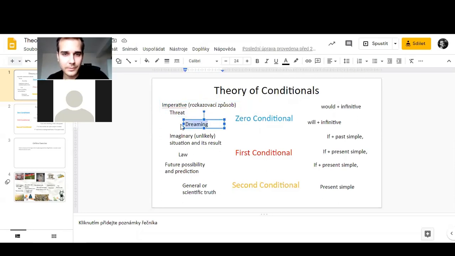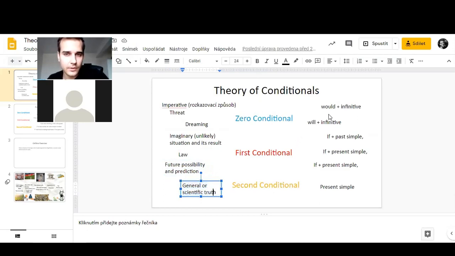Then we have dreaming, when I'm dreaming, I'm not happy with my situation and I'm saying, okay, I want to change my situation. Imaginary, unlikely situation, takže nějaká smyšlená anebo nepravděpodobná situace a její následky. Then we have law, zákon, future possibility and prediction, takže budoucí možnost a predikce, nějaká předpověď. And then we have general truth, general or scientific truth, takže obecná anebo vědecká pravda.